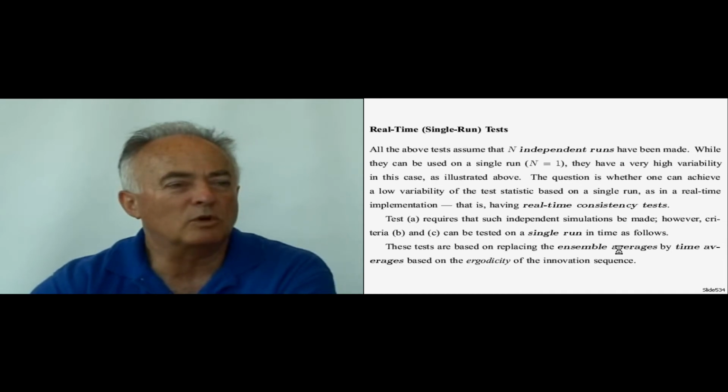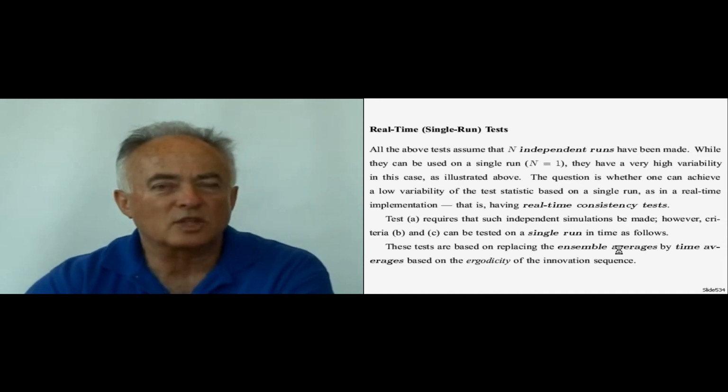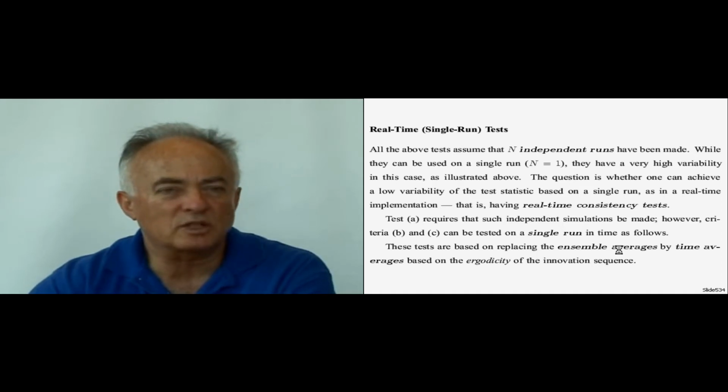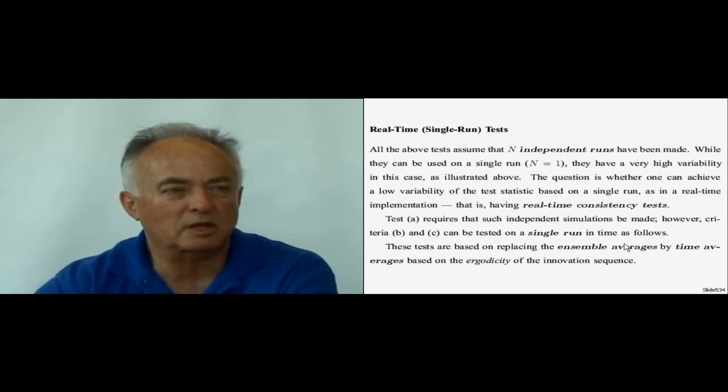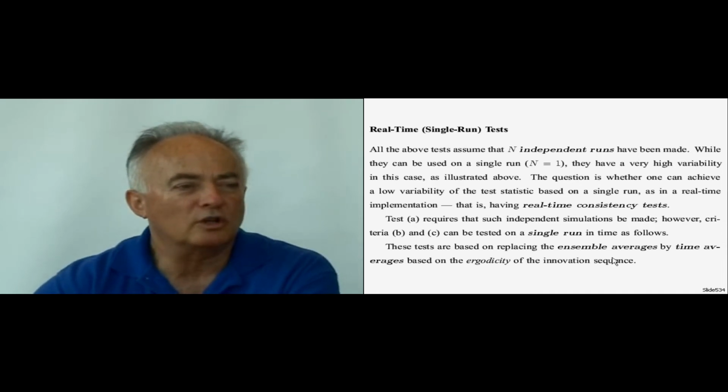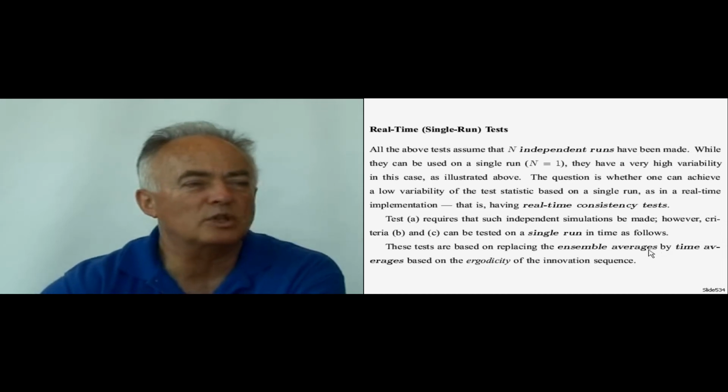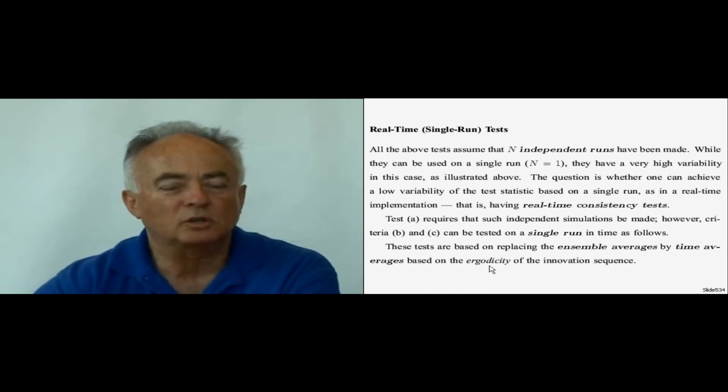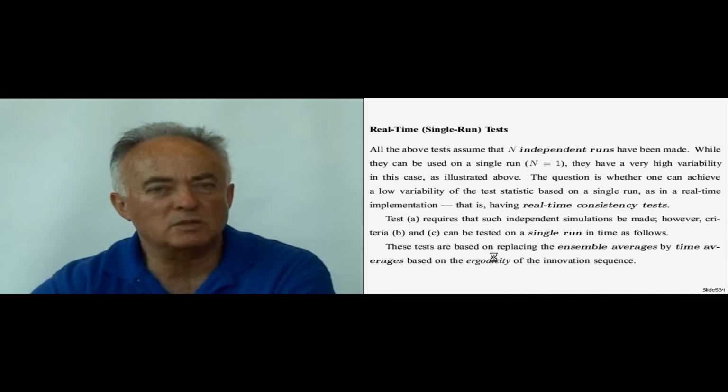Now, what we want to do is, instead of a statistical average, which is done by many Monte Carlo runs, or expected value, so that's an ensemble average, replace this with time averages based on the ergodicity of the innovation sequence. Ergodicity is the property of a stochastic process that a long-term time average gives the same result as a statistical average. It has to be stationary.